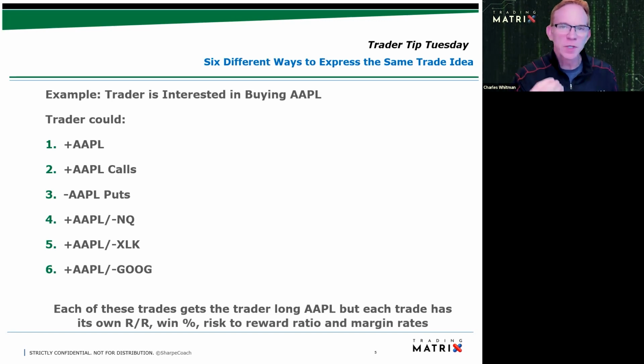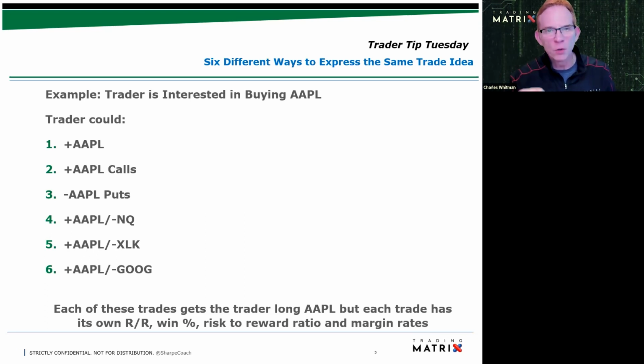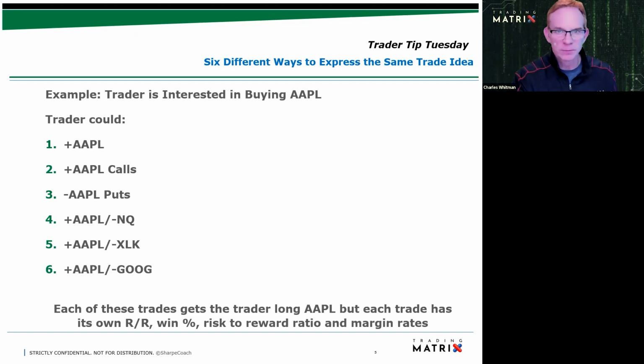Each of these trades will get the trader long Apple, but each trade has its own reward to risk ratio and its own winning percentage. It also has its own margin rates. So this is significant because each of these combinations could be much cheaper to trade than just buying Apple on its own.